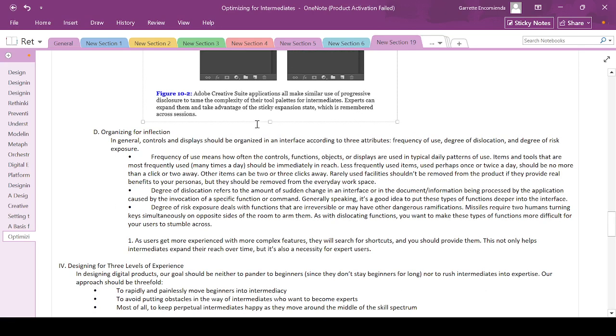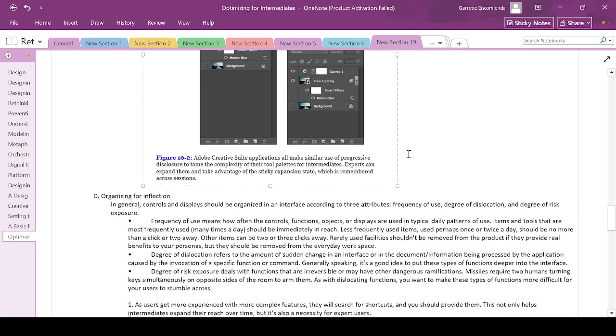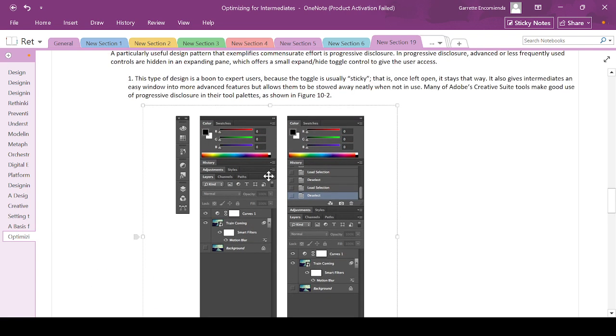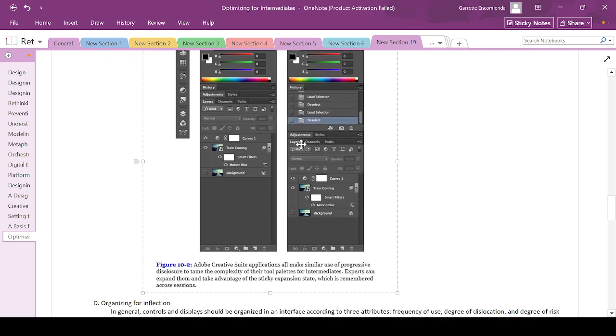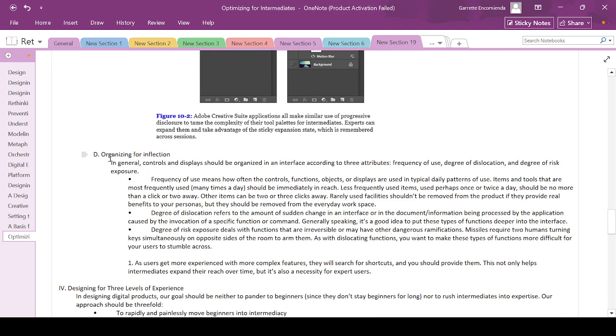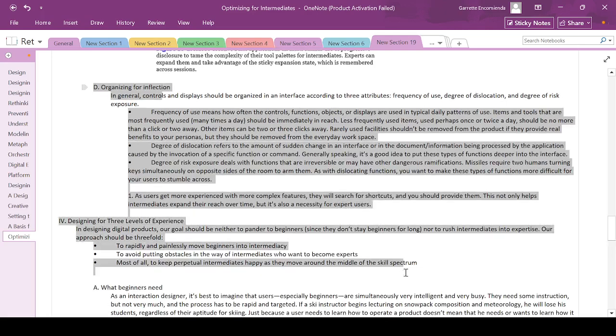So experts can expand them and then take advantage of this sticky expansion state, which is remembered across sessions. So once the user clicks that, it will expand and that state will be remembered by the application. So it will remain open until the expert closes it.